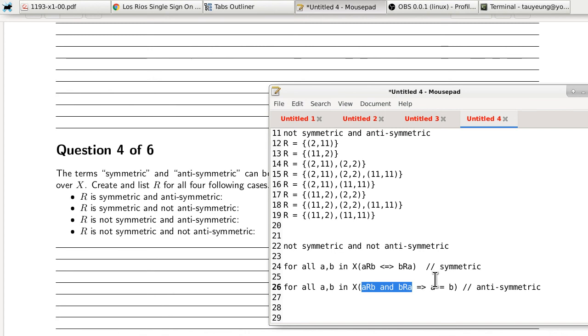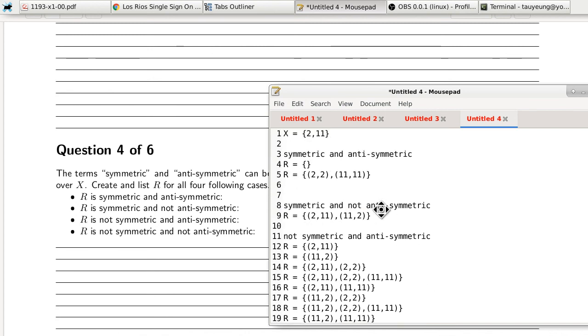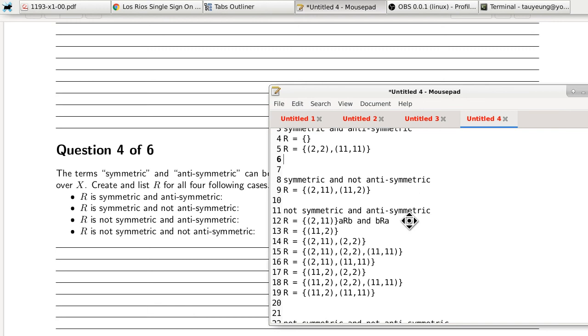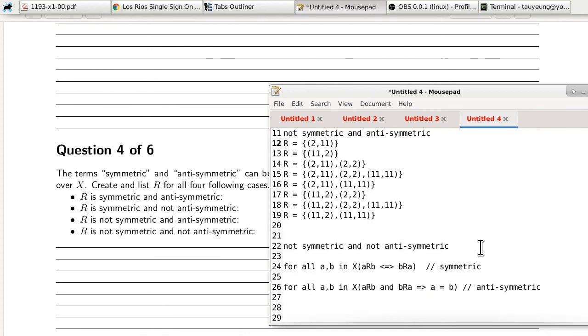So you can argue that way, but you can also just enumerate every single case here, because if you look at all of these relations, we have actually exhausted every single way to define relations when we only have two elements. So that's kind of the proof for this question.